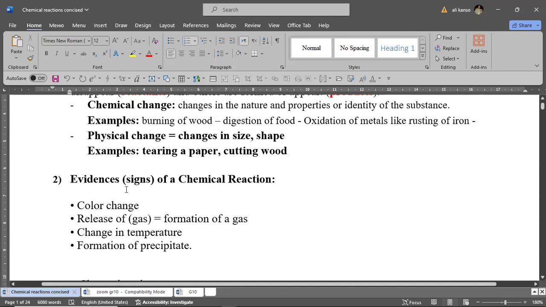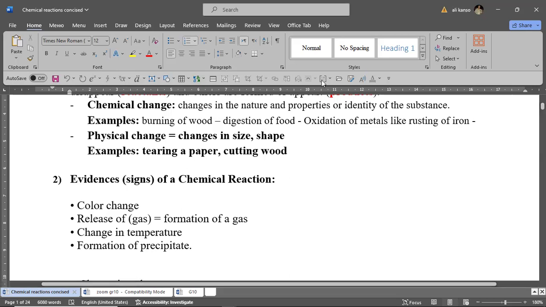First of all, we have to speak about evidences or signs of a chemical reaction. How can you know if there is a reaction or not? If you mix two substances and you see a color change, or a release of a gas or formation of a gas, or change in temperature, or formation of a precipitate, then we say that a chemical change has occurred.